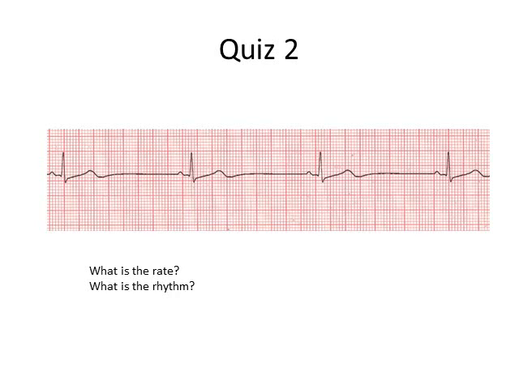Question 2, what's the rate? Yeah, sort of 40, 45. And the rhythm? Yeah, sinus bradycardia. You've got a P, you've got a QRS, and you've got a T, but it's very, very slow.